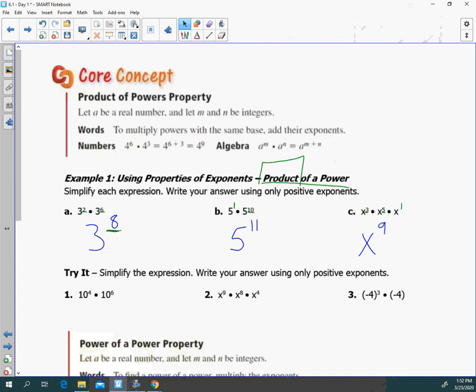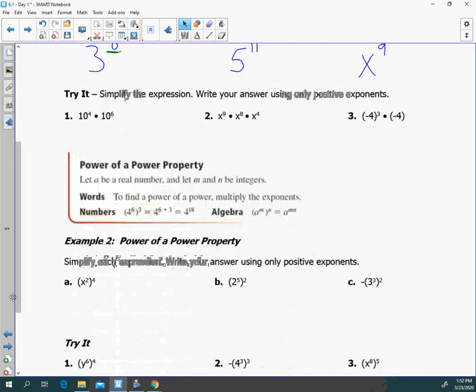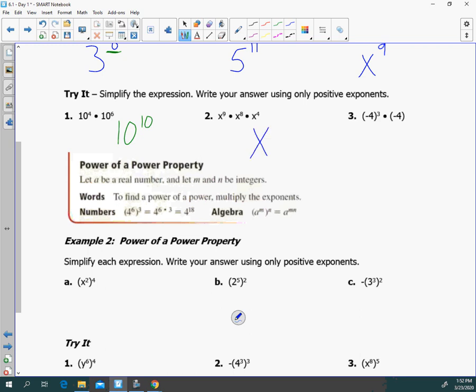So let's take a look at a couple of try-its. I'm just going to zoom through those. Gino, you got an answer for me on number 1? It's going to be 10 to the 10th. 10 to the 10th. All right. Chase, how about you? x to the, you're going to do 9 plus 8 plus 4. 9 plus 8 is 17, plus 4 is x to the 21.